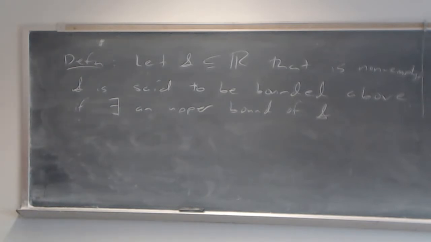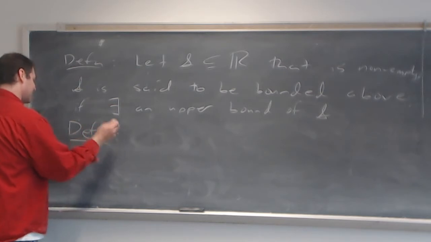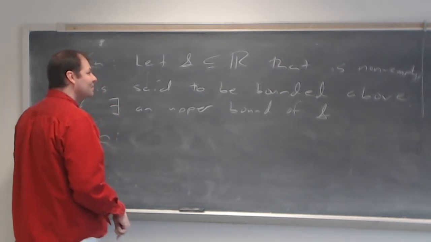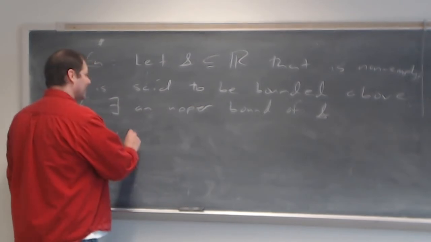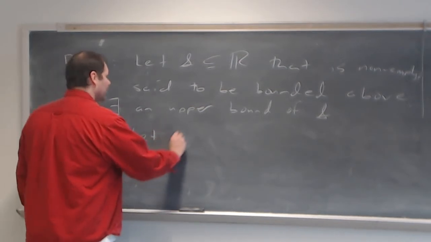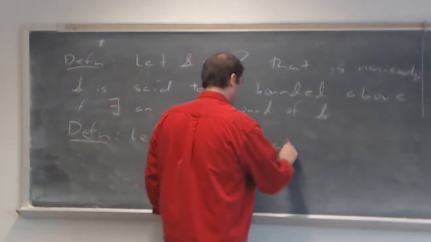Well, if we have this definition of upper bound and bounded above, we ought to have a definition for a lower bound and bounded below. So let me write those definitions down. And we'll do examples after I write down what they mean. So 4 more definitions. So here, we're going to let script S be a subset of R that is non-empty.